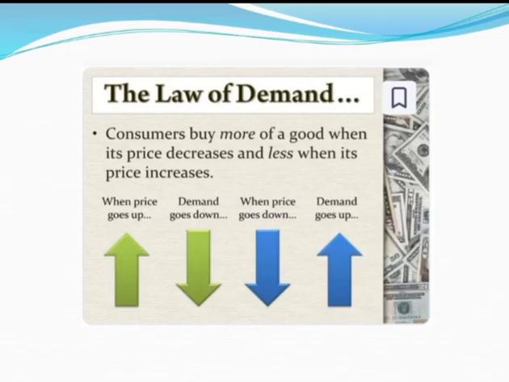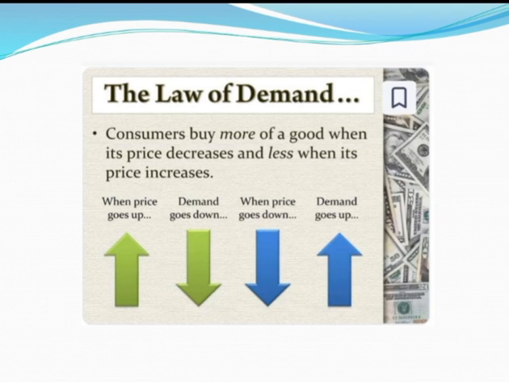The law of demand: consumers buy more of a good when its price decreases and less when its price increases. Basically, demand follows the inverse relationship between price and quantity demanded. Suppose there are green arrows and blue arrows. The green arrow pointing upward shows that when price goes up, demand goes down. That means when the price of a particular good rises, demand goes down.